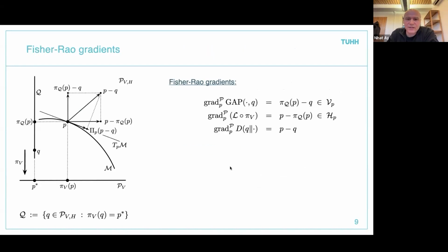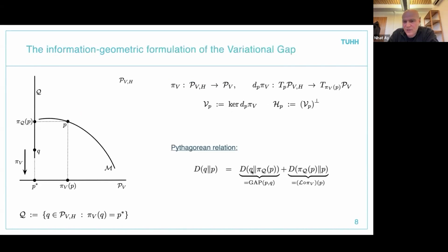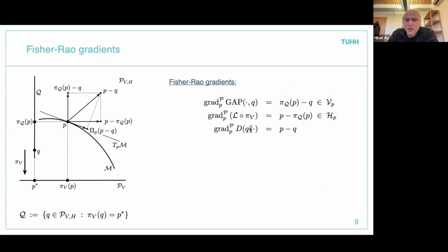So now let's take the gradient of these terms here. So we have these terms, and we now consider the Fisher-Rao gradients of these terms. So the Fisher-Rao gradient of the gap taken in the full set P is simply the difference vector q pi q of p minus q. It's this one here. So it's pointing into the vertical direction. So the Fisher-Rao gradient points into the vertical direction.